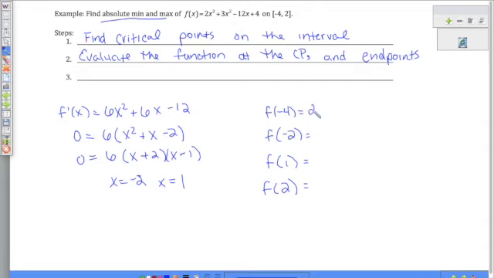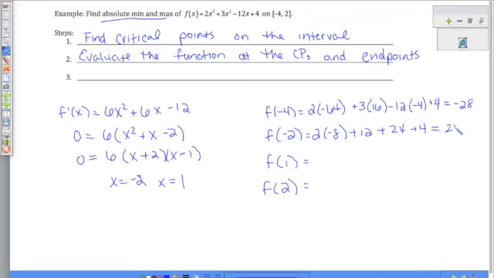So I'm just going to write some of this out here for us. Plus 3 times 16. Remember, guys, whenever you square a negative number, it's positive. And you would not have access to a calculator for this, so we would have to figure these out, but I'll tell you right now, that's equal to negative 28. F of negative 2 would be 2 times negative 8 plus 12 plus 24 plus 4. That's equal to 24.